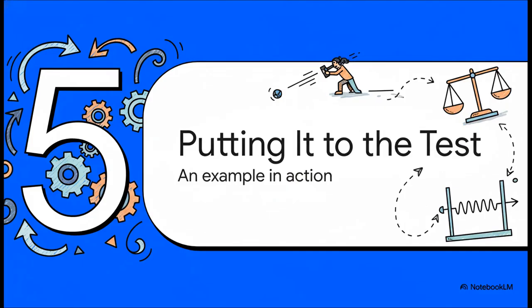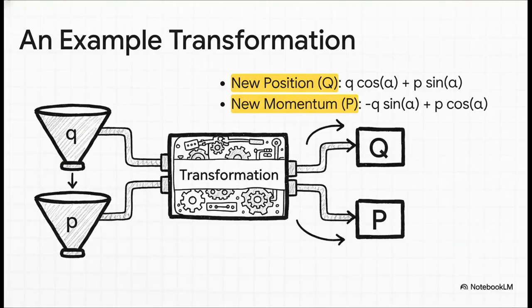Now, I know this might still feel a little abstract, so let's make it super concrete. It's time to put this all to the test. Let's see a canonical transformation in action. All right, let's take a look at this example transformation. As you can see, it kind of scrambles the old position q and the old momentum p to give us a new position Q and a new momentum P. So the big question is: is this thing legit? Is it actually a canonical transformation? Does it follow our one big rule?